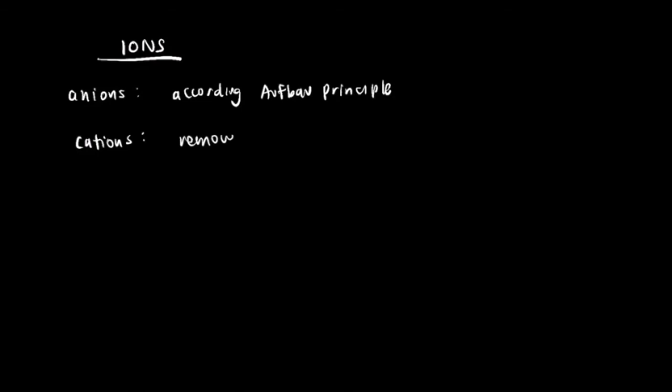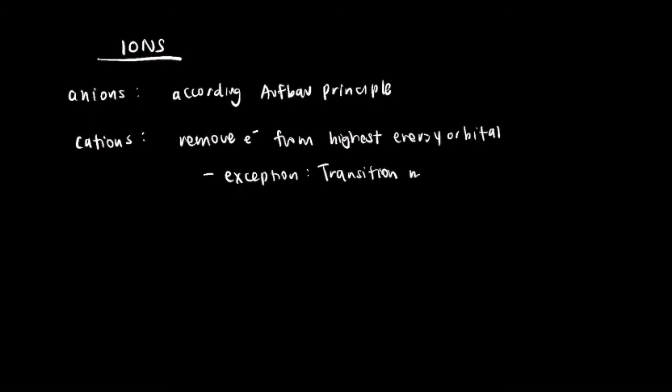Let's consider the electronic configuration of ions. For anions, we have the addition of electrons, and we add it according to the Aufbau principle from the lower energy orbital to the higher energy orbital. For cations, it is slightly trickier. We remove electrons from the highest energy orbital first. So this is essentially the opposite of the Aufbau principle, with an important exception. For transition metal elements, we remove electrons from the 4s orbital before we remove from the 3d orbital.